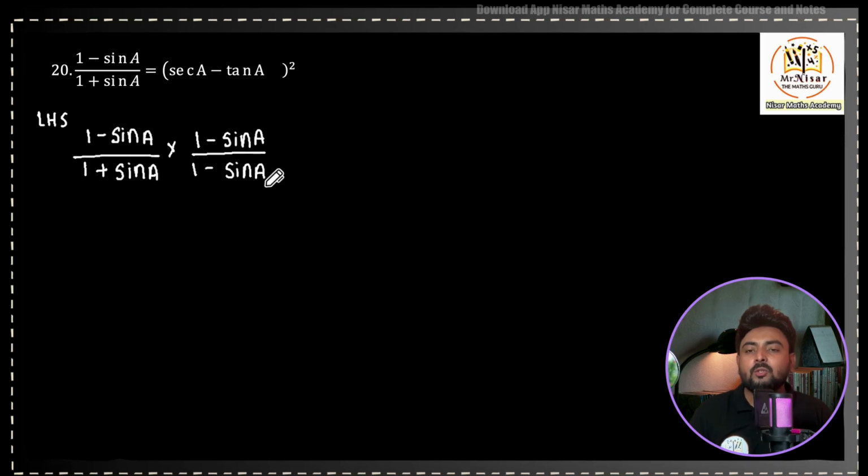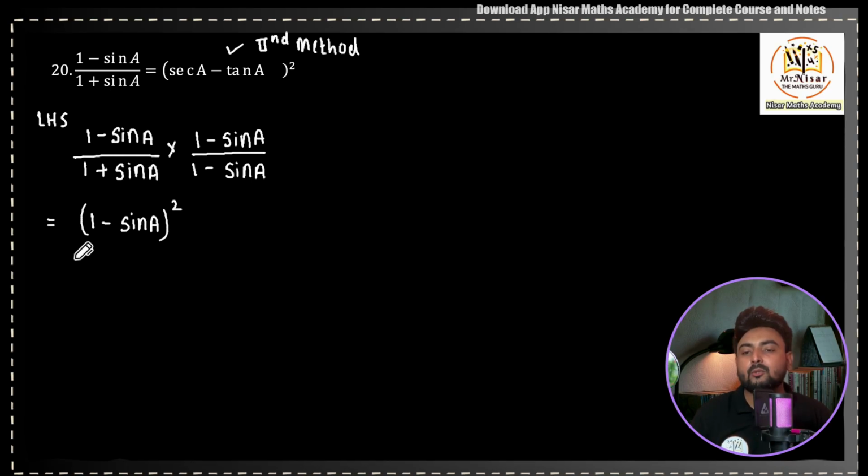Now children, this question again can be solved by taking the RHS, and that will be the second method, which I'll give you in the notes. So 2 methods we can solve, either by taking the left hand side or the right hand side. There are many ways to solve. Fine. So it is 1 minus sin a into 1 minus sin a. It's going to become 1 minus sin a whole square. The same term multiplied by the same term becomes its whole square.